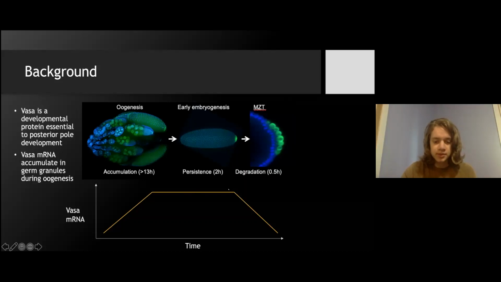So it really comes in 3 stages that you can see. During oogenesis, there's an accumulation of the Vasa mRNA, which again is the proxy for the germ granules. During embryogenesis, there's mostly this flatline persistence phase. And then during the maternal to zygotic transition, we see a degradation of those Vasa mRNA and thus the germ granules.